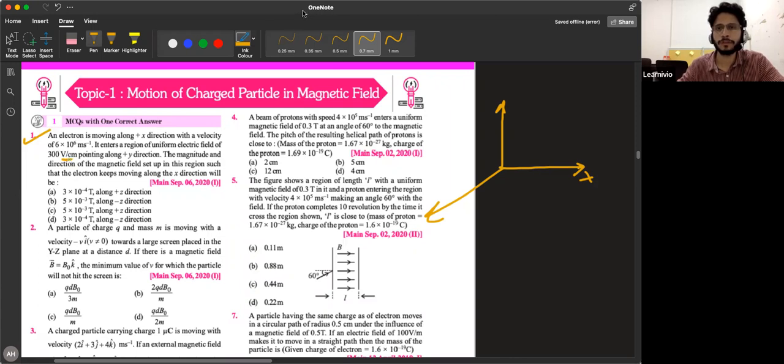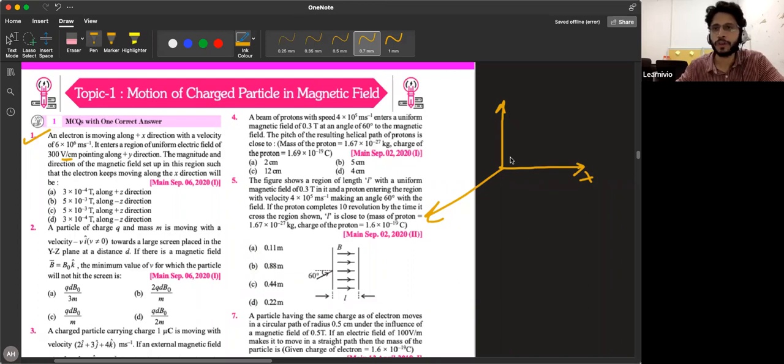Everyone has written this? Yes, that's the logic. Do you remember any device on which this question is based? Can anyone name the device on which this question is based? Velocity selector. Yeah, this is based on velocity selector.